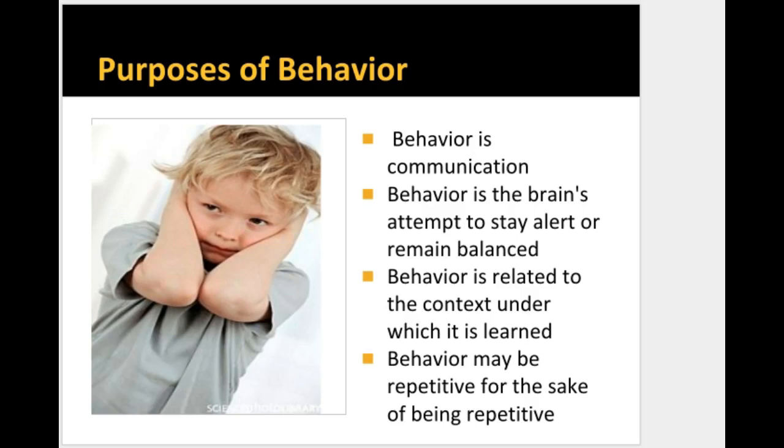What is the purpose of this child's acting out, or what's the purpose of this child's behaving in a certain way? Behavior is communication. Sometimes the behavior is the brain's way of trying to be alert or stay balanced. That's what we talked about with the stimming. Sometimes the behavior is related to the context, what's happened before or what happens after. And sometimes you just have to face the fact that a behavior, especially in a child with ASD, is repetitive for the sake of being repetitive.